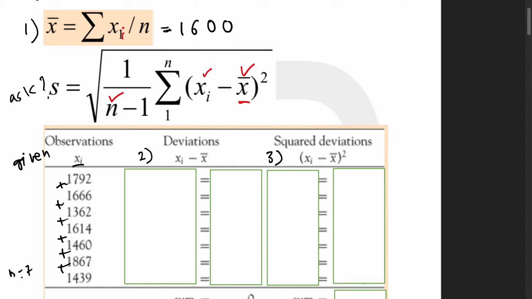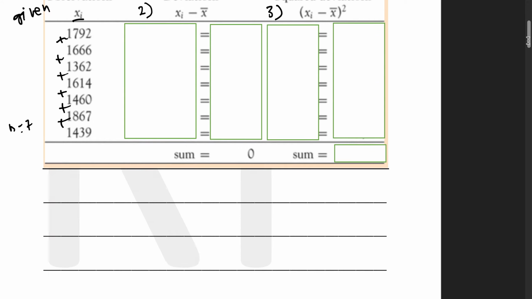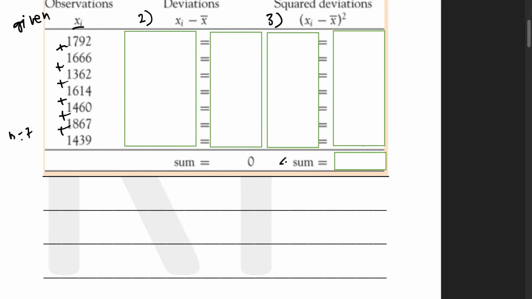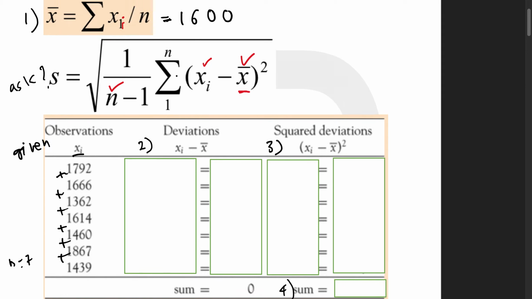And then we know that we have to sum them up for all the values, so from the first till the nth data point. That is why your fourth step becomes the summation of all these squared deviations. And then the final step becomes... so basically we are solving this formula in a stepwise manner. So now you know this entire thing.